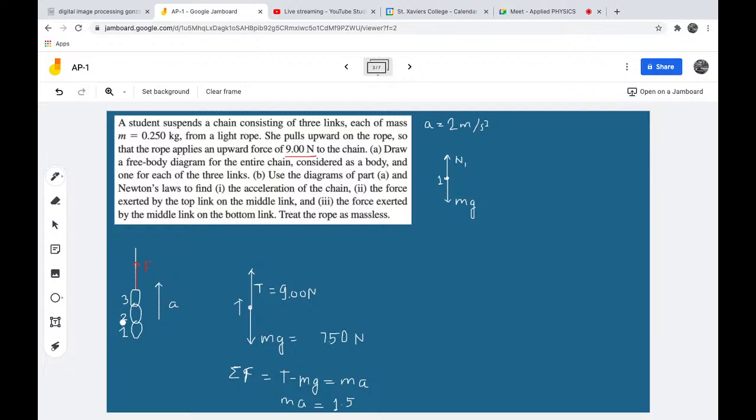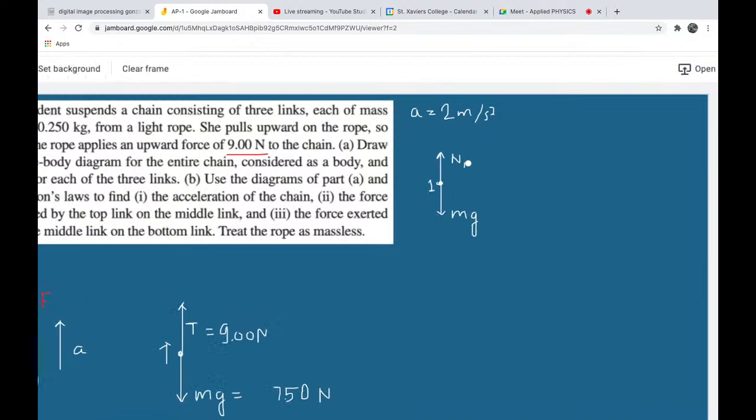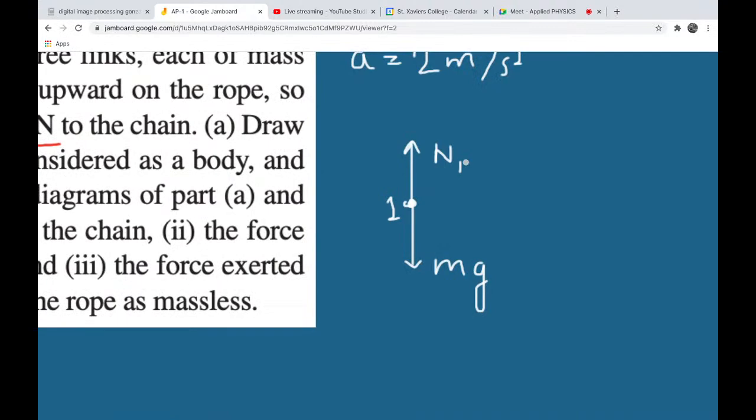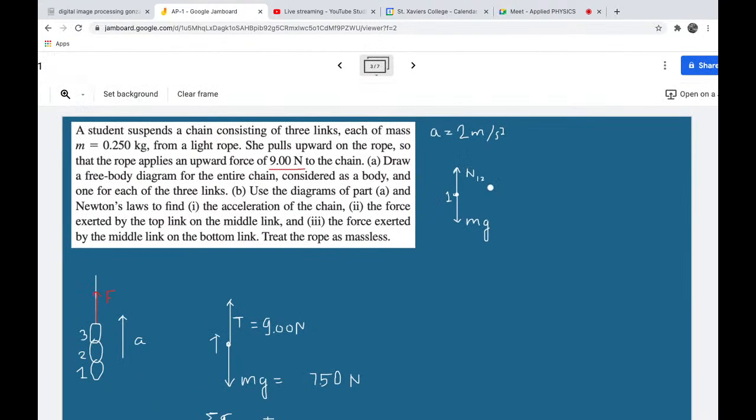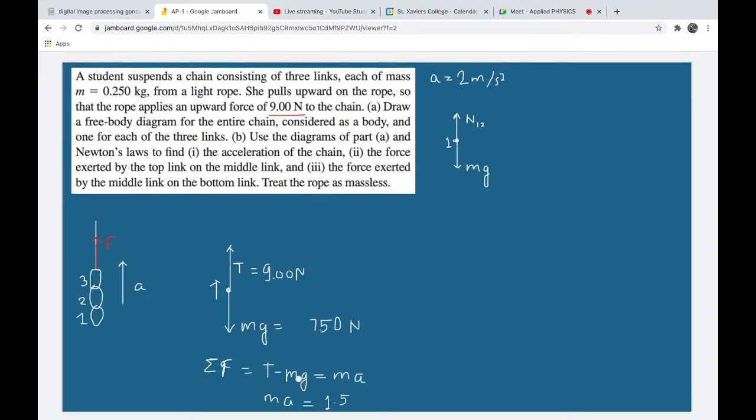Remember, it's a normal reaction between 1 and 2. So it is customary to write it as N12. Of course, acceleration is upward. Do remember. This I'm not drawing right now here, but the acceleration is upward. So when you write this kind of law, you will write N12 minus mg is equal to ma.